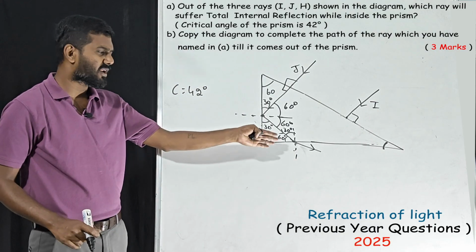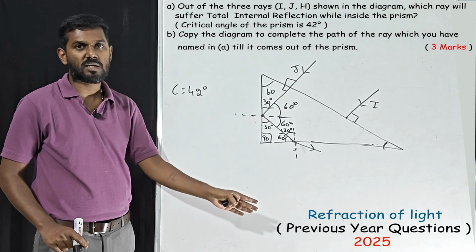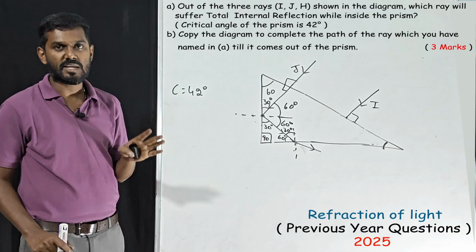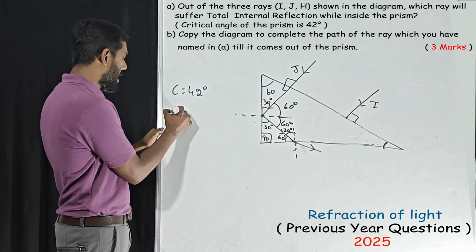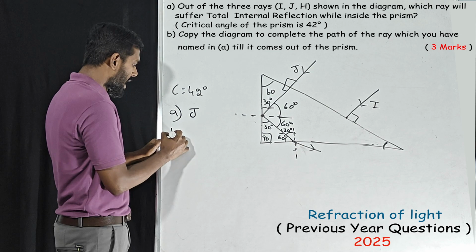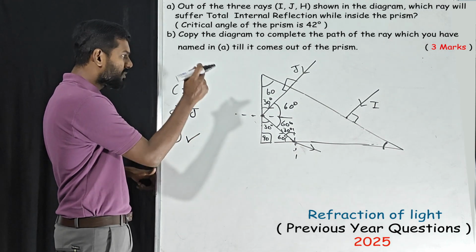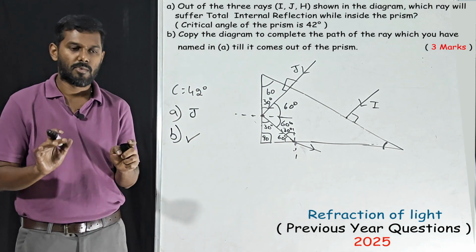In the exam you can write it directly. I drew the 2 extra rays just to make sure you understand the concept. So this is the diagram they are looking for. So the answer for A is J, and the answer for B is the diagram. This is the diagram. That's it.